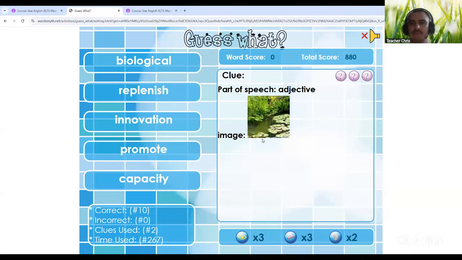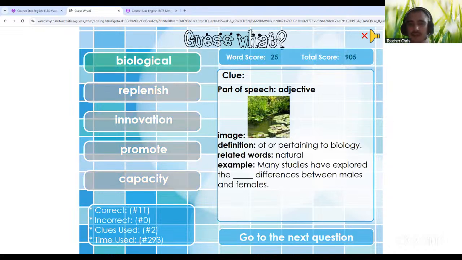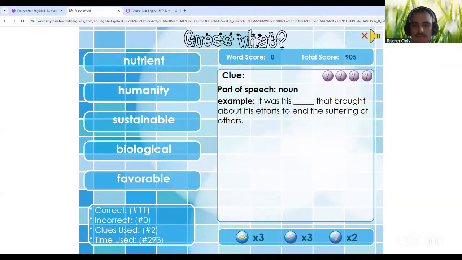Now we have just an image, and this is an adjective. And what can we see in the image? You can see lots of life, plants, frogs, fish. Biological, maybe. Yes. So we're talking about biology here, aren't we? Of or pertaining to biology. So things that are related to life. Very good. So many studies have explored the differences between males and females, the biological differences. Very good, guys. All right, we're doing really well.